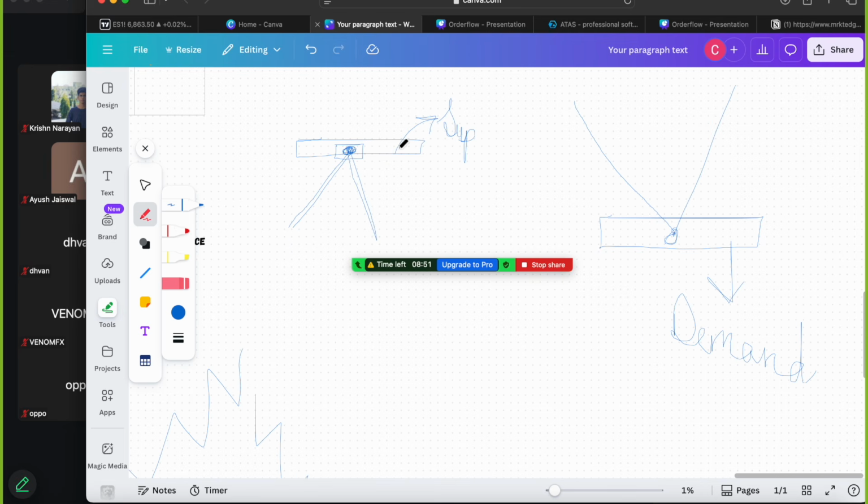Okay, this is a supply, this is a demand. Supply is where sellers took control, demand is where the buyers took control.